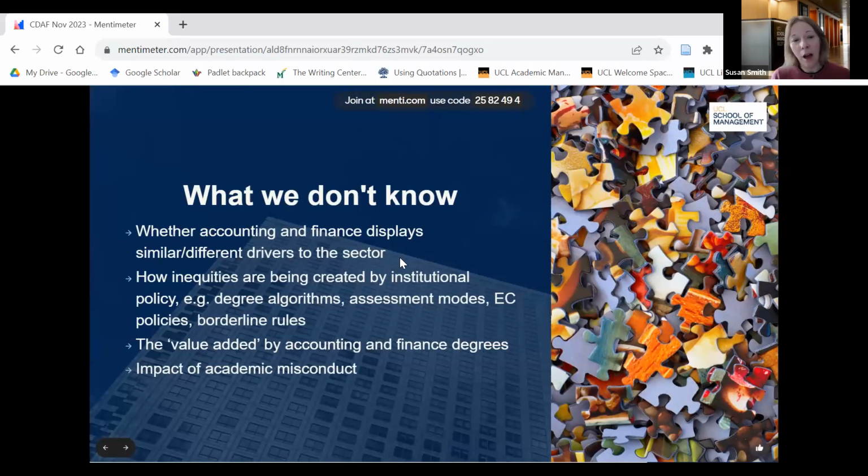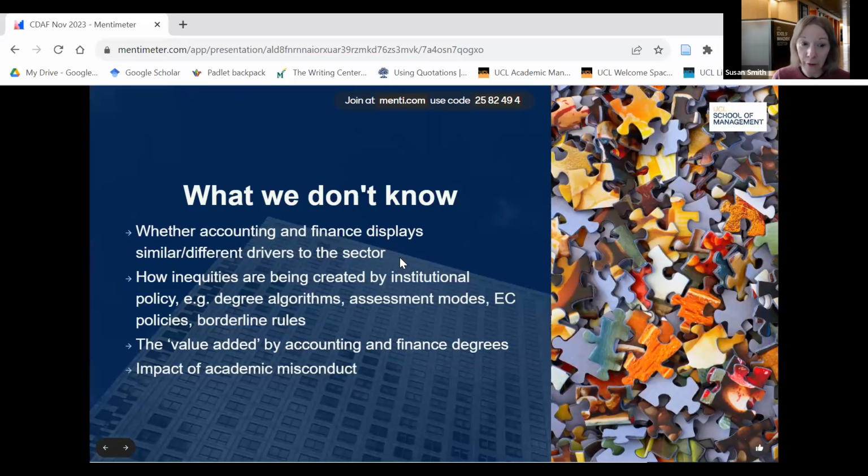So I wanted to say a few bits about what we don't know. Well, we don't know whether accounting and finance as a discipline is displaying similar or different drivers to the sector as a whole. And that could be a very fruitful area for investigation. And also, in what ways is accounting and finance the same or different?